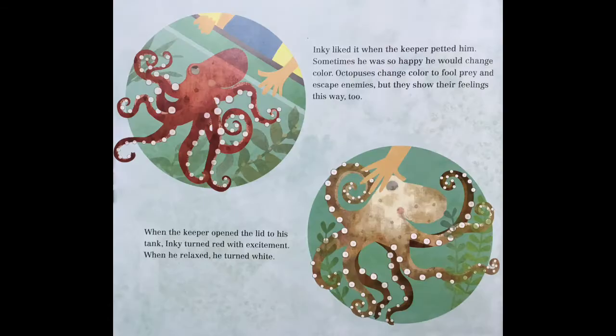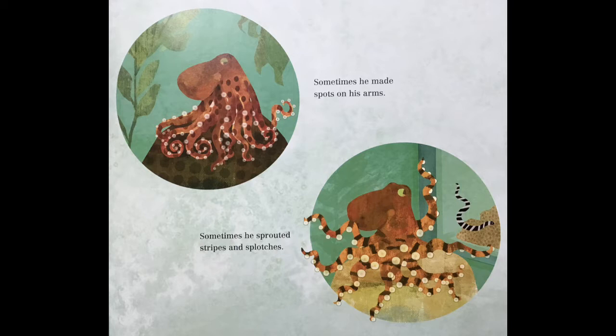Inky liked it when the keeper petted him. Sometimes he was so happy he would change color. Octopuses change color to fool prey and to escape enemies. But they show their feelings this way too. When the keeper opened the lid to his tank, Inky turned red with excitement. When he relaxed, he turned white. Sometimes he made spots on his arms. Sometimes he sprouted stripes and splotches.